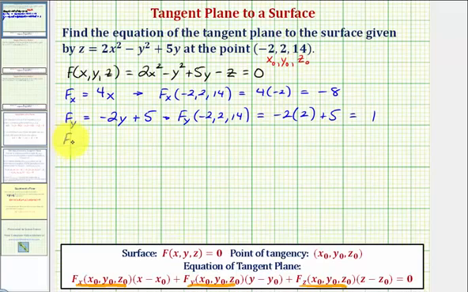And then for the partial with respect to z, we treat x and y terms as constants. So the derivative of -z with respect to z would just be -1. And therefore the partial with respect to z at any point is just going to be the constant -1.